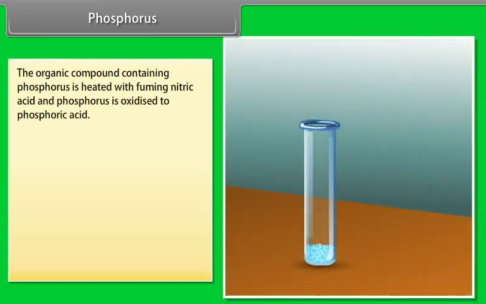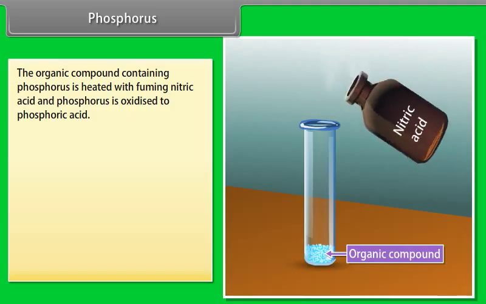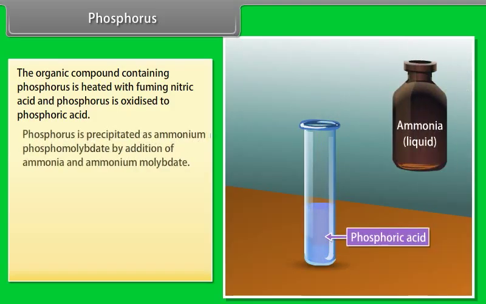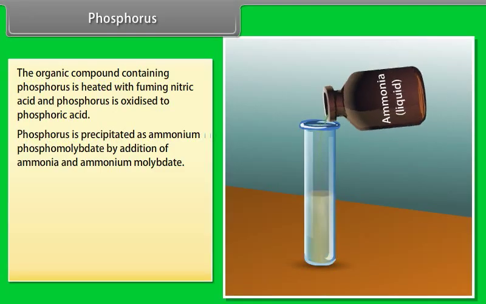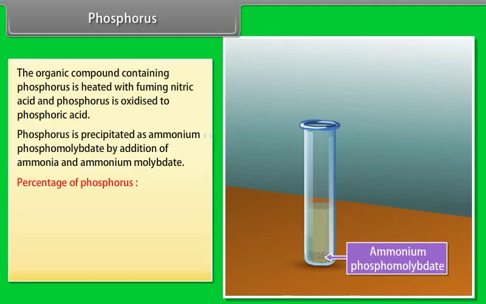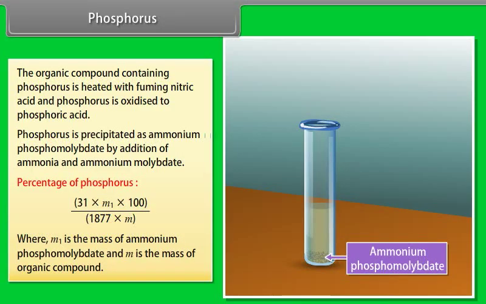Phosphorus: the organic compound containing phosphorus is heated with fuming nitric acid and phosphorus is oxidized to phosphoric acid. Phosphorus is precipitated as ammonium phosphomolybdate by addition of ammonia and ammonium molybdate. Percentage of phosphorus: 31 × M1 × 100 / (1877 × M), where M1 is the mass of ammonium phosphomolybdate and M is the mass of organic compound.